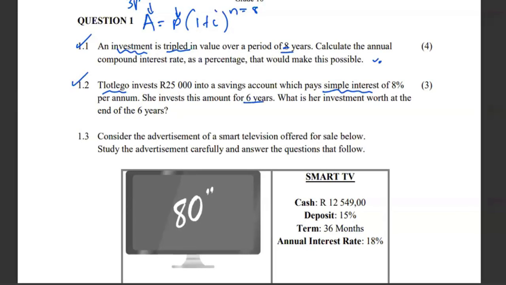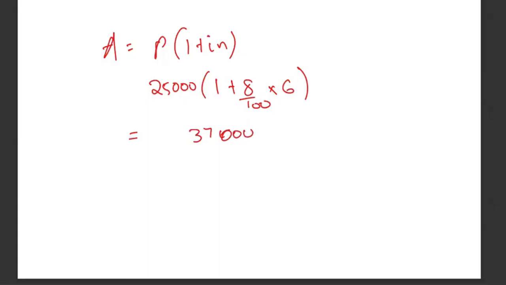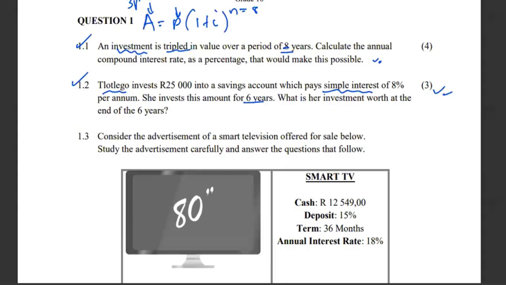So how much did she invest? 25,000. So our P is 25,000 into 1 plus, we have the interest rate as 8%, 8 over 100 multiplied by the 6 years. So when I punch this into the calculator straight away, I have 37,000. So that becomes my answer for that. I need to get the 3 marks.